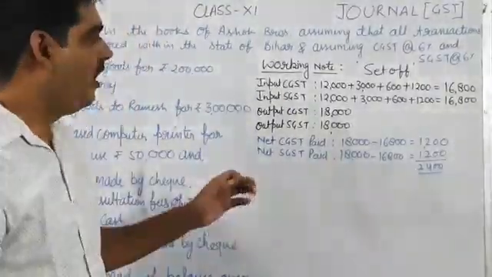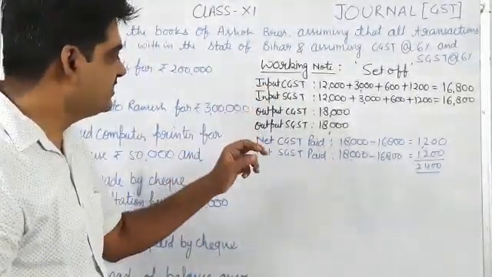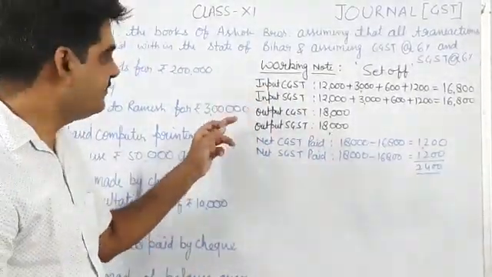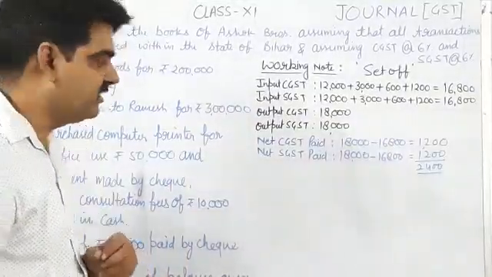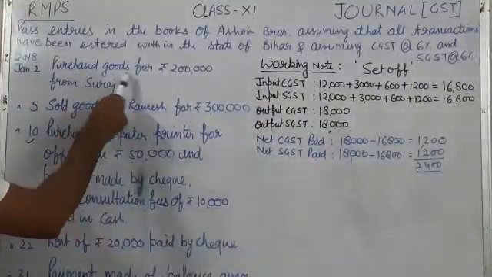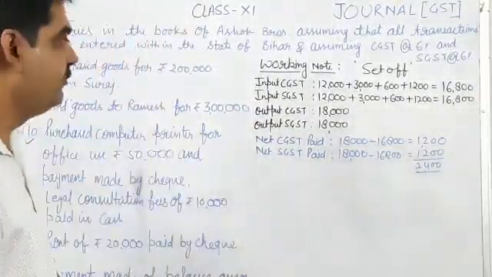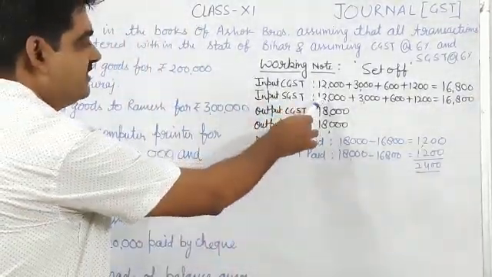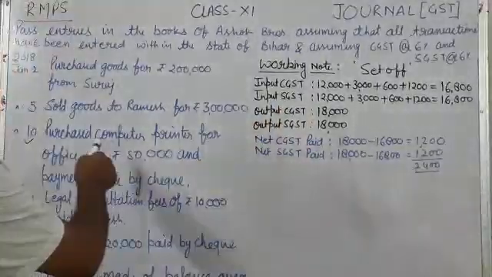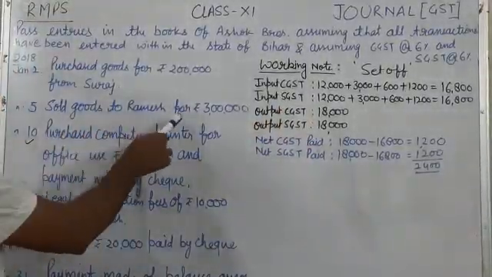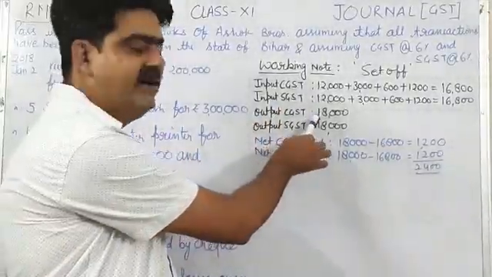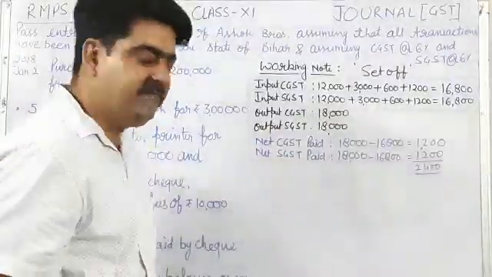So let's see how we will calculate this input CGST and input SGST as well as output CGST and output SGST. Our first transaction was purchase of goods for rupees 2 lakh from Surat. In this particular transaction, we have paid input CGST rupees 12,000 and SGST rupees 12,000. The next transaction was sold goods to Ramesh. In this particular transaction, we have collected 18,000 CGST and 18,000 SGST.